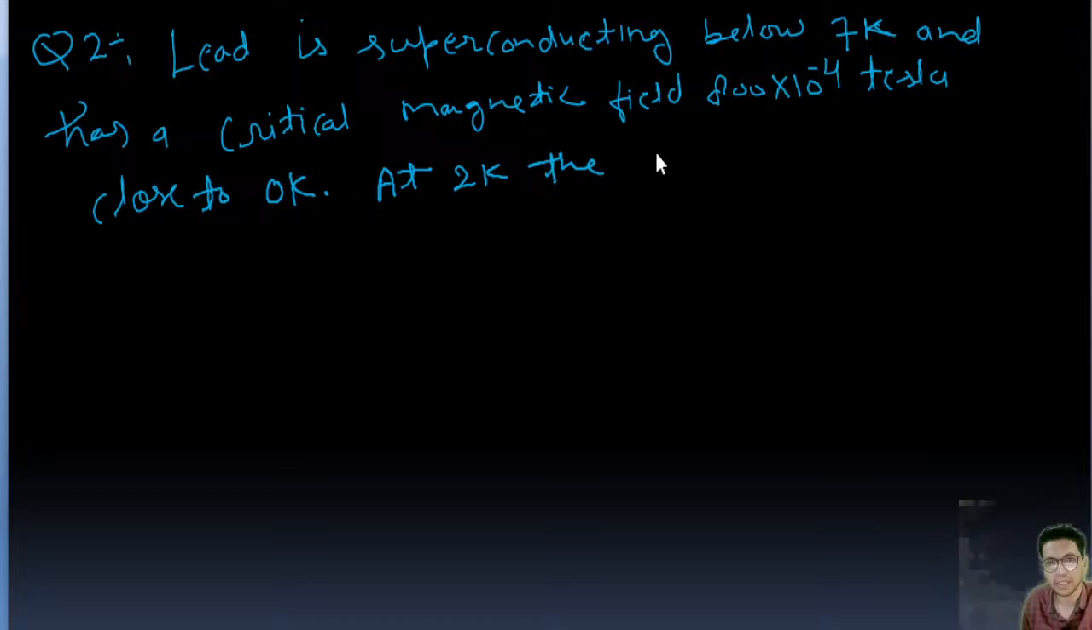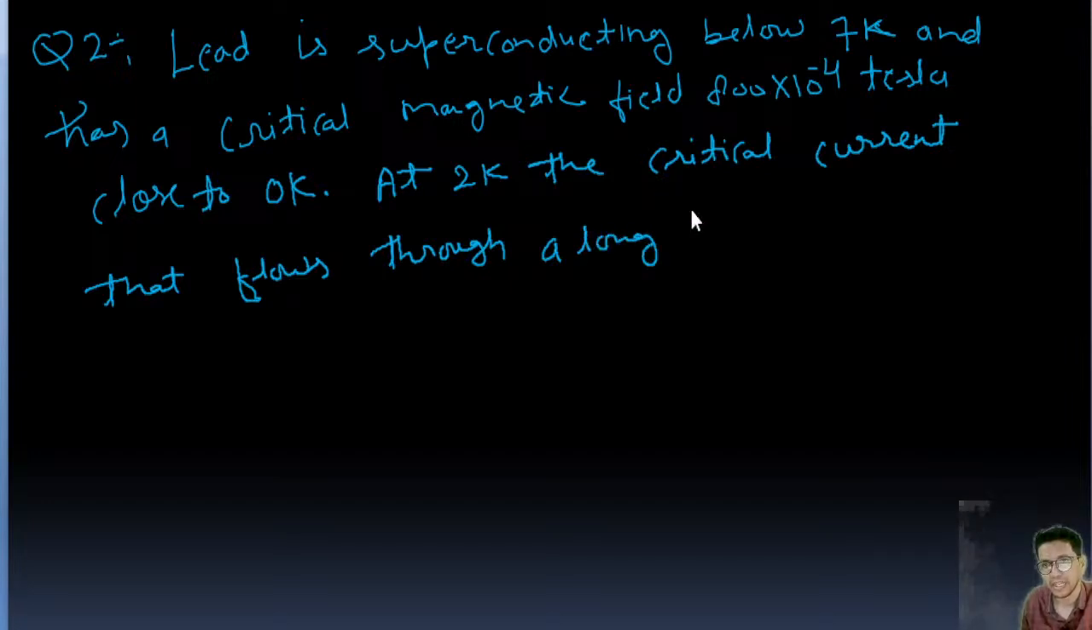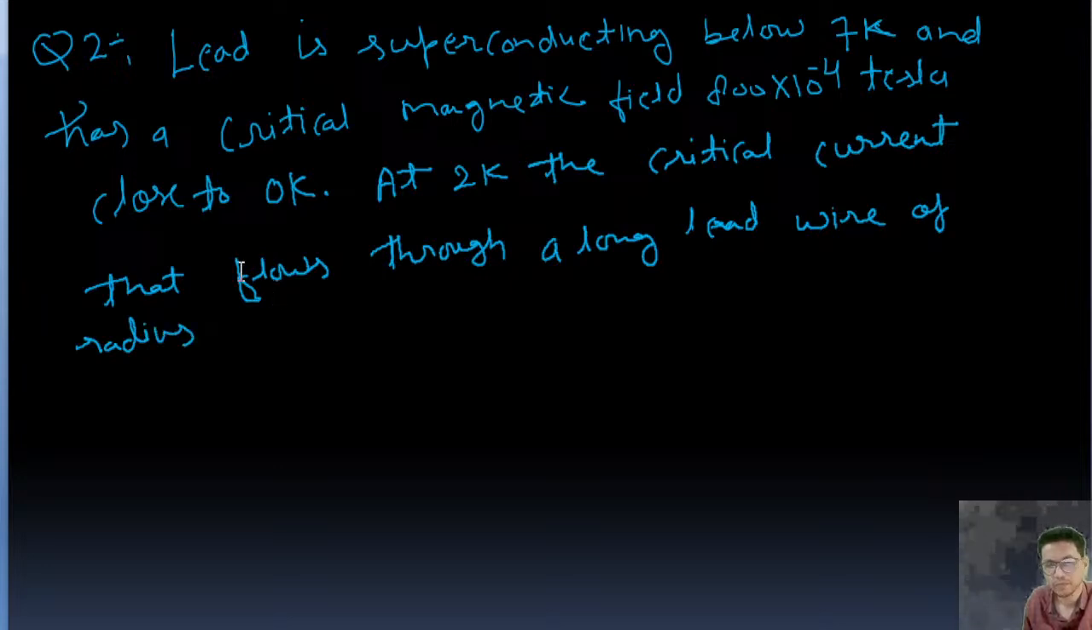the critical current that flows through a long lead wire of radius 5 mm, 5 millimeter, okay, is closest to.